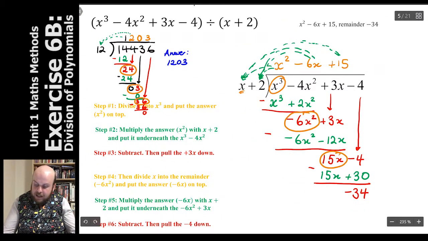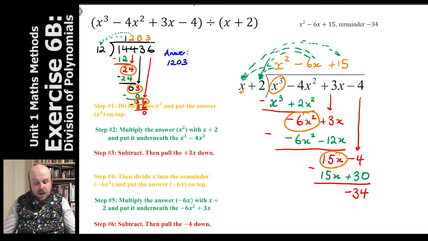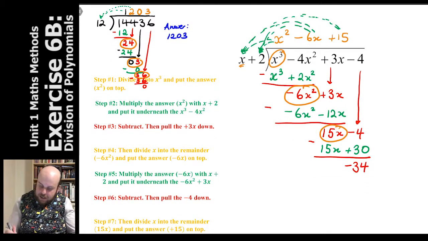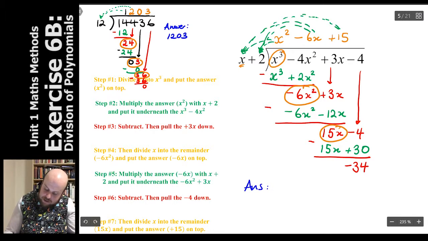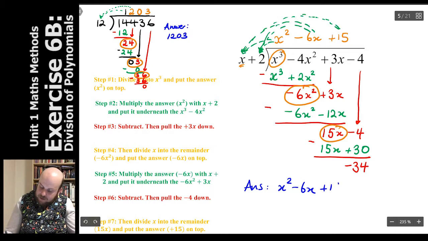So the answer to x cubed minus 4x squared plus 3x minus 4, divided by x plus 2, is our little friend at the top: x squared minus 6x plus 15, remainder negative 34.